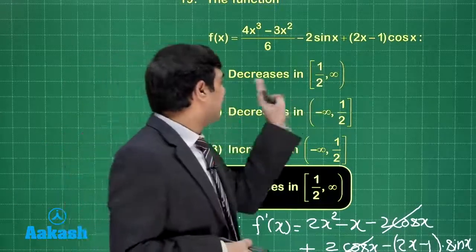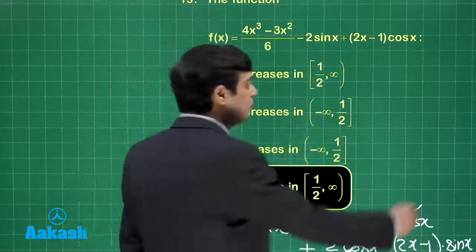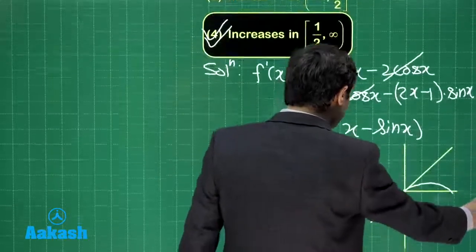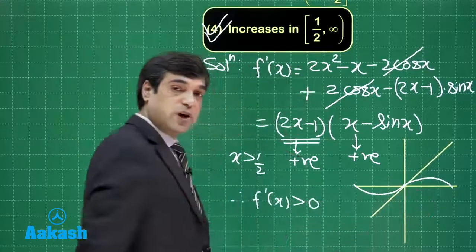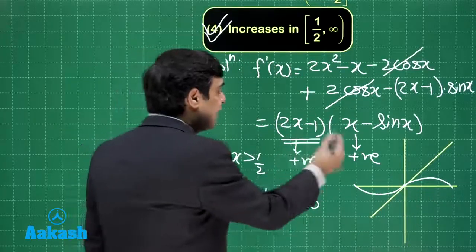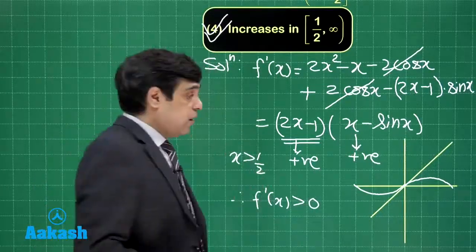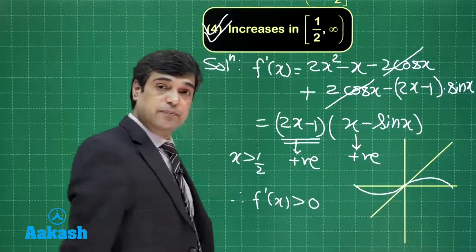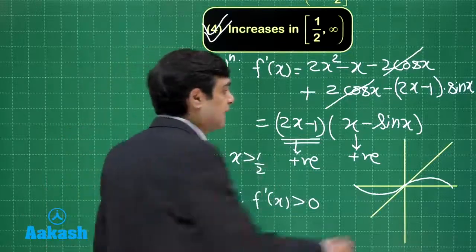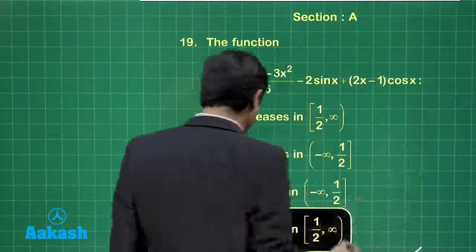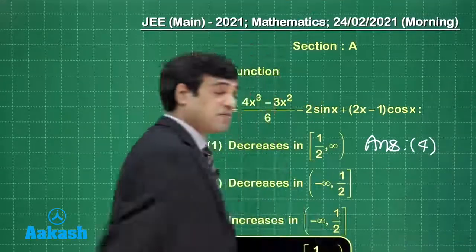When you look at the remaining ones, decreasing in half to infinity, obviously not. Decreasing in minus infinity to half, again it is not true, because when you look at different intervals, when you look at 0 to half, what is going to happen? 0 to half, this term is negative and this term is positive. Overall product is negative, it is decreasing. When you look at minus infinity to 0, both are negative. So it's again increasing. So minus infinity to 0 is again not following the same rule. So yes, from the given options, the correct answer is option number 4. So I'm sure this question is also clear.